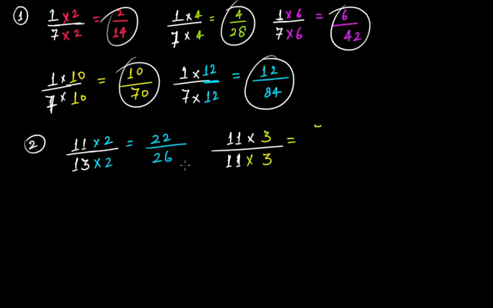this will be, sorry, this is 13, right? So this will be 33 and this will be 39. So this is the second one.